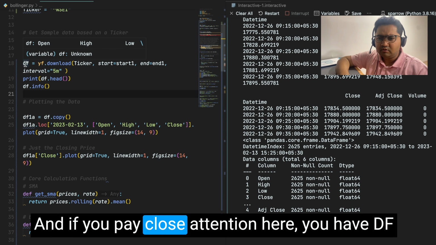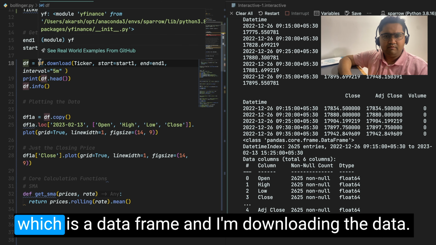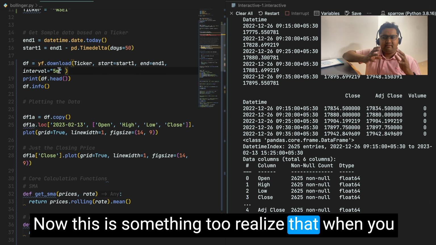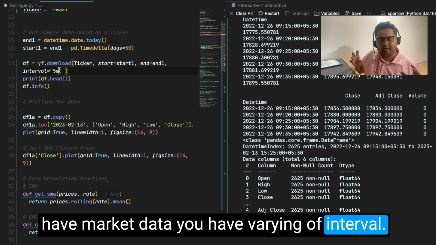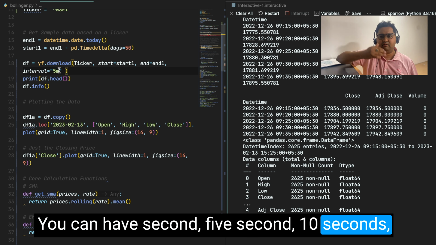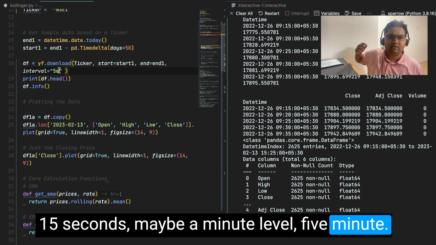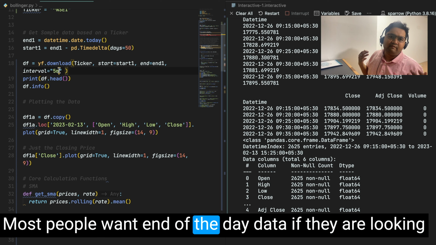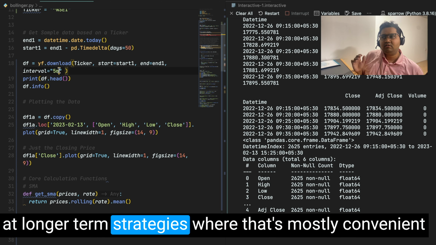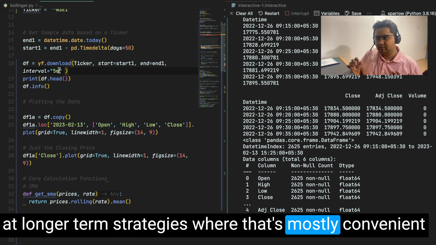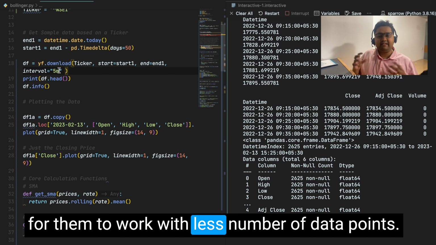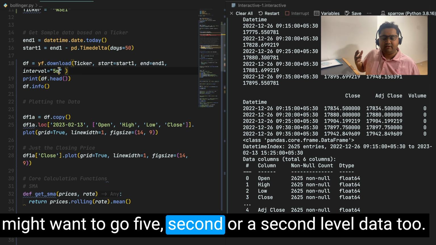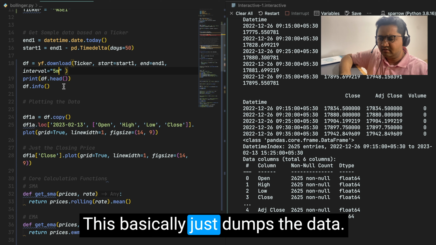And if you pay close attention here, you have df, which is a data frame, and I'm downloading the data with an interval of 5 minutes. Now, something to realize is that when you have market data, you have varying intervals. You can have second, 5 second, 10 second, 15 second, maybe a minute level, 5 minute. So there's varying degrees of aggregation that happens. Most people want end of the day data if they are looking at longer term strategies, where it's mostly convenient for them to work with fewer data points. But if you are an options trader or a day trader, you might want 5 second or second level data too. This basically just dumps the data.